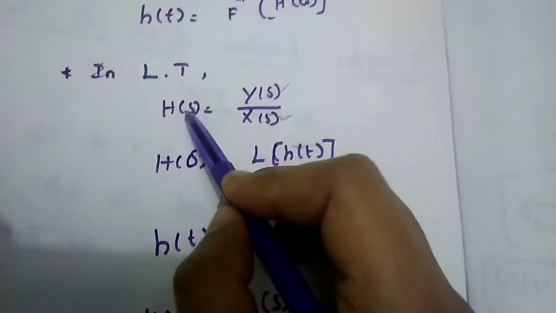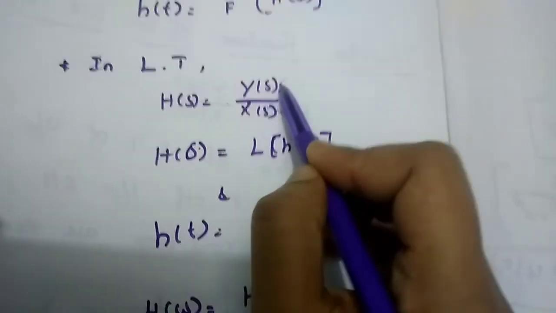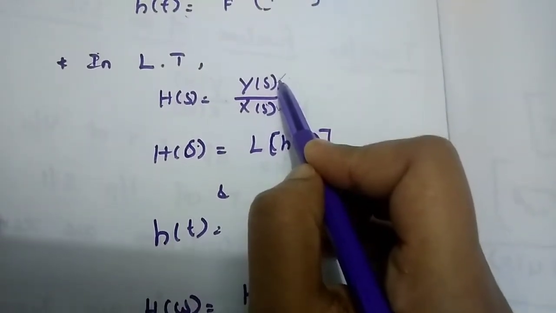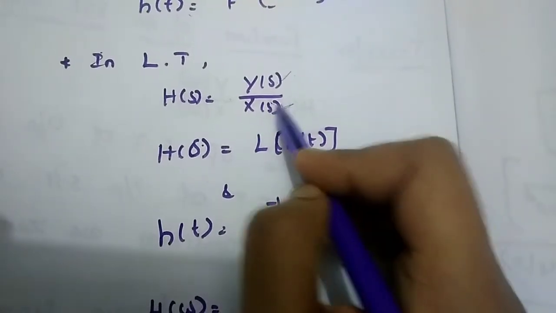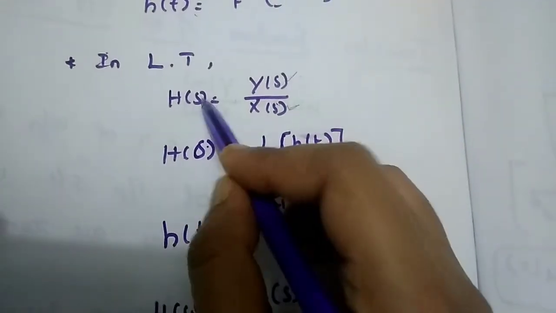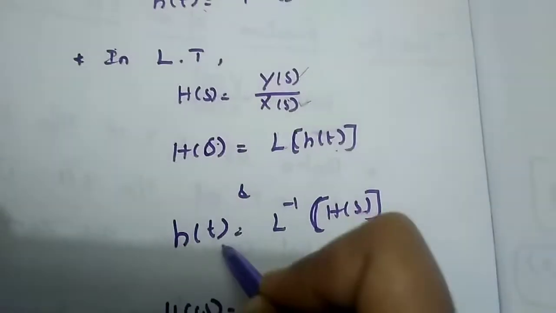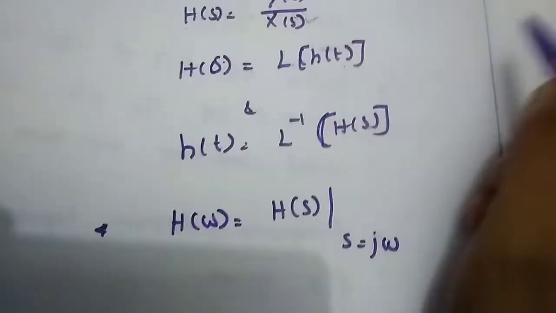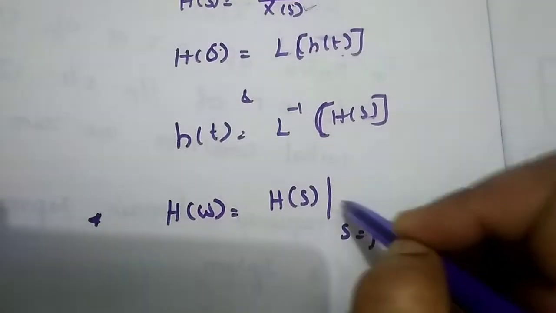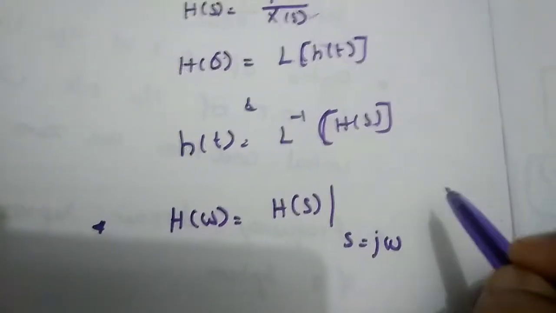And also in the Laplace transform domain, this H(ω) becomes H(s), that is equal to Y(s) divided by X(s). Here Y(s) is the output response of the system, X(s) is the input signal of the system, and this H(s) can be obtained by taking the Laplace transform of h(t), and h(t) can be obtained by taking the inverse Laplace transform of H(s). And H(ω) is equal to H(s) with s equal to jω.